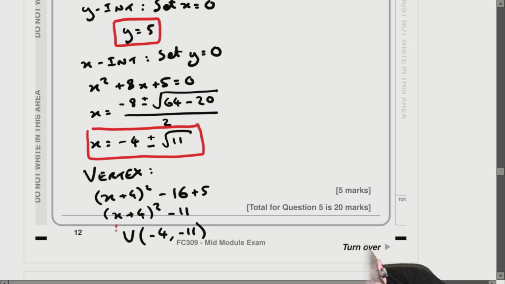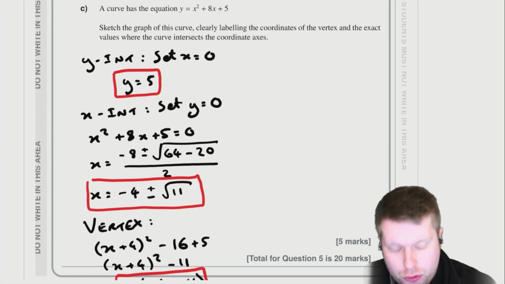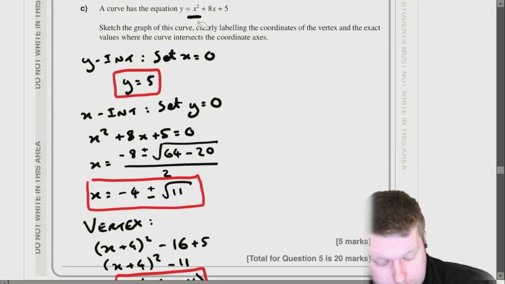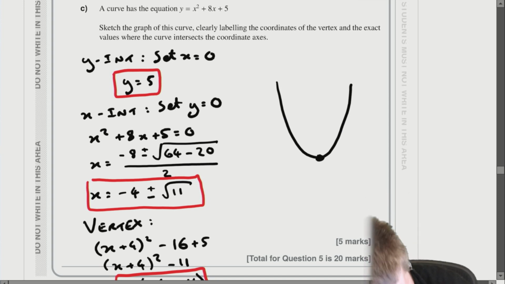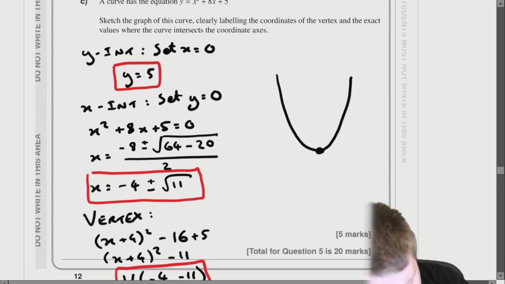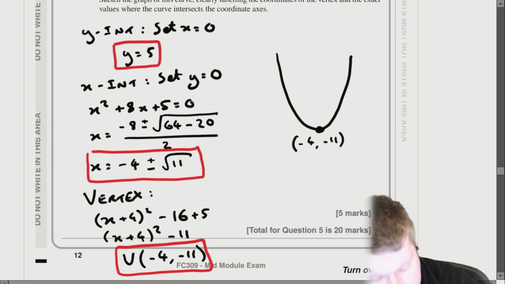Again, a really standard question that we have done plenty of in class. Okay, so negative 4, negative 11 there. Final thing to do is just to sketch it. Remember, the number in front of the x squared is positive, so it's going to be a happy face parabola. I know what this point down here is going to be. It's the negative 4, negative 11, which I've just found. Okay, and then I just fit my axis on.